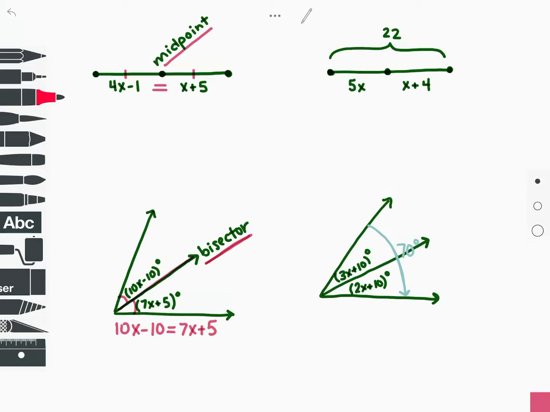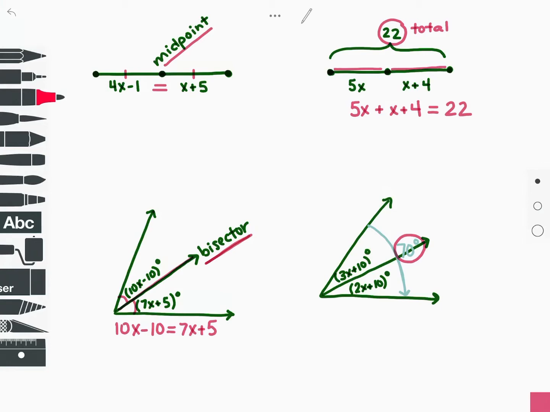Now these other two examples, do you see how they've given us the total length? And down here they've given us the total angle measure. Whenever you have a total, you should think, okay, a total means I've added up some things. And so this would be almost like a segment addition postulate, right? If I take this length plus this length, the total length will be 22. So the setup for this one would be 5x added to the length x plus 4. And those two lengths together should total 22. So there's your setup there.